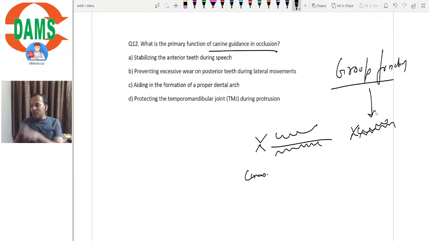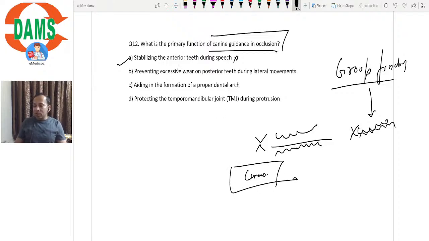So what do you think, from this diagram, can be a primary function of canine guided occlusion? Stabilizing the anterior teeth during speech. During speech I don't think anyone speaks by moving the jaw left and right, right? So this option is false. Option B, preventing excessive wear on posterior teeth during lateral movements. As we just saw in these diagrams, during lateral excursion the posteriors are out of contact in canine guidance, isn't it? So yes, it does prevent posterior teeth from excessive wear during lateral excursion. So this option is a correct description, but let's see if any better option comes ahead.